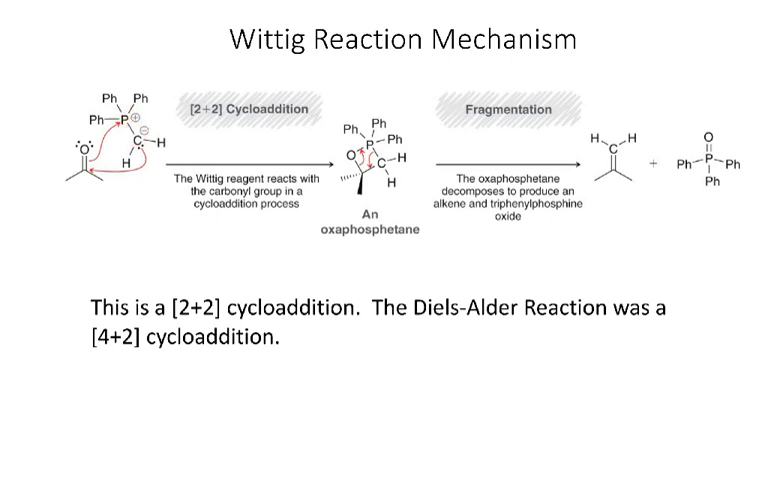So in this mechanism, the pi bond on the aldehyde or the ketone attacks the phosphorus, and then the lone pair on the carbanion attacks the carbon of the carbonyl group. This gives us this 4-membered cyclic intermediate. And then in the final step, we essentially exchange the oxygen for the carbon to give us the carbon-carbon double bond as opposed to the carbon-oxygen double bond that we started with.